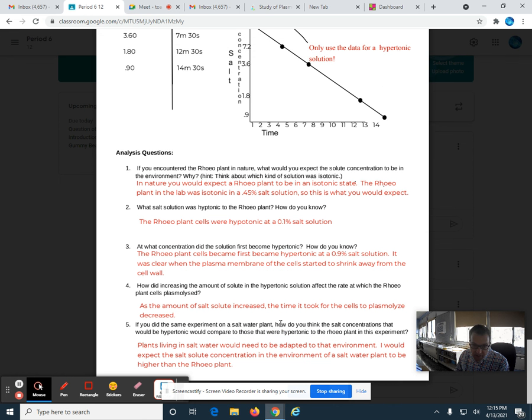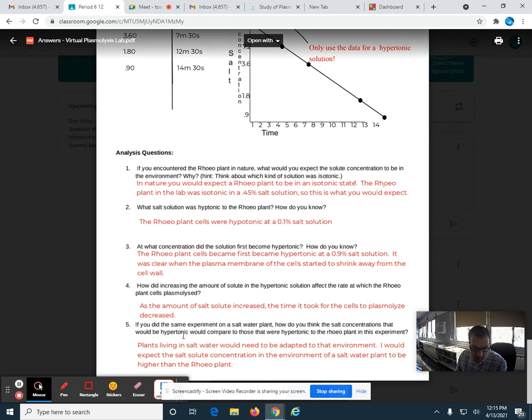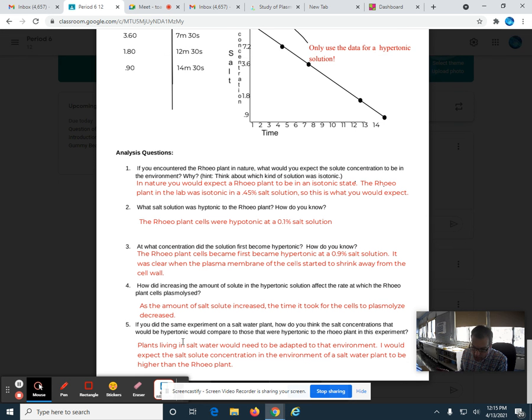Last one. You did the same experiment on a saltwater plant. So the Roeo plant's not a saltwater plant. Assuming that, you would expect that the plants that live in a saltwater solution would have a higher salt solute concentration. They would have just a higher amount of salt in their water, in the solute that they live in. That's all we were trying to get. We were trying to get you to make a connection between a plant in a lab and what a plant might be like in nature.